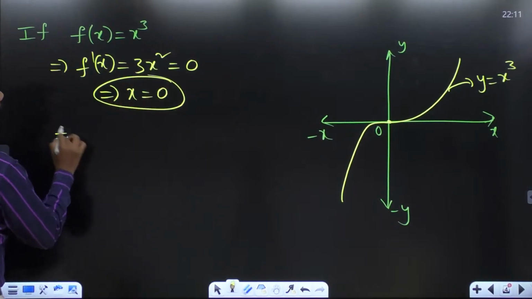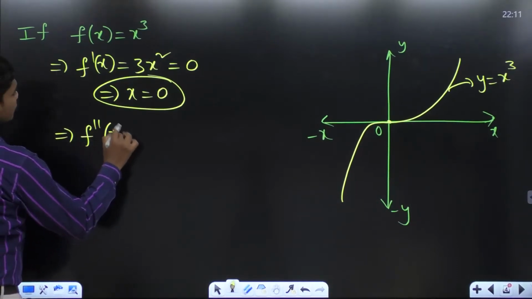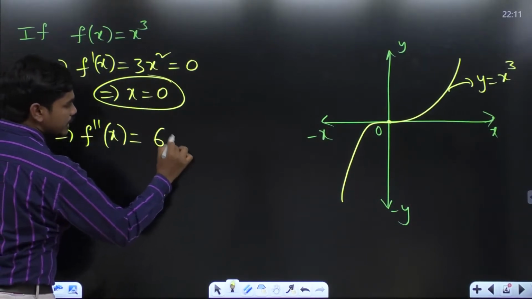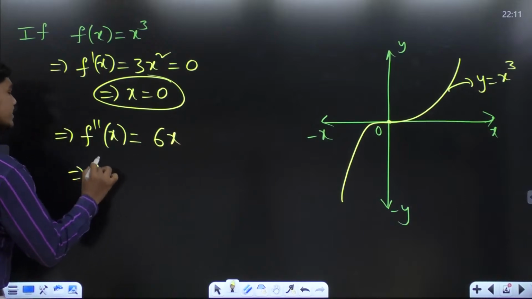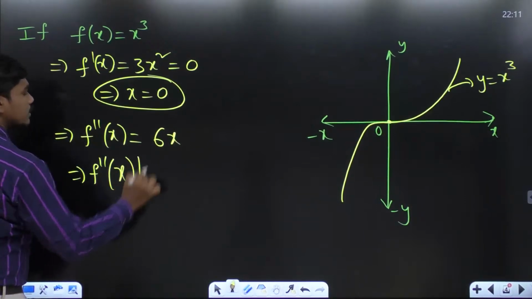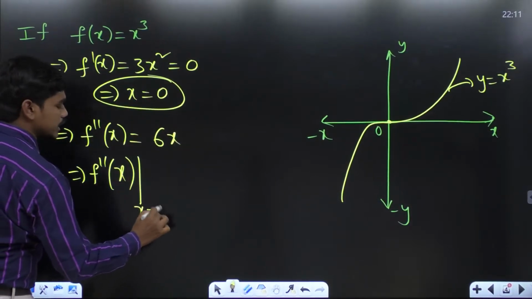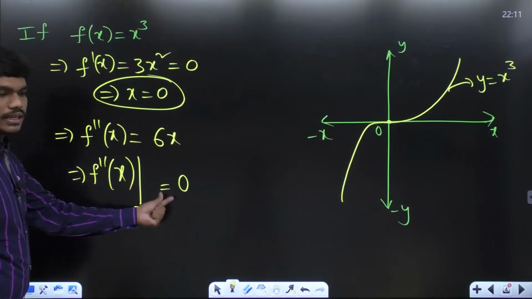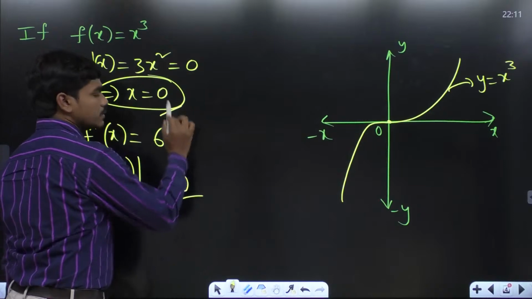Now if you calculate the second derivative, the first derivative is 3x square, so the second derivative is f double dash of x equal to 6x. But if you calculate the second derivative at this particular point, x equal to 0, which is the stationary point, your answer is again 0. So f double dash of x is equal to 0. So we can't comment about maximum or minimum.